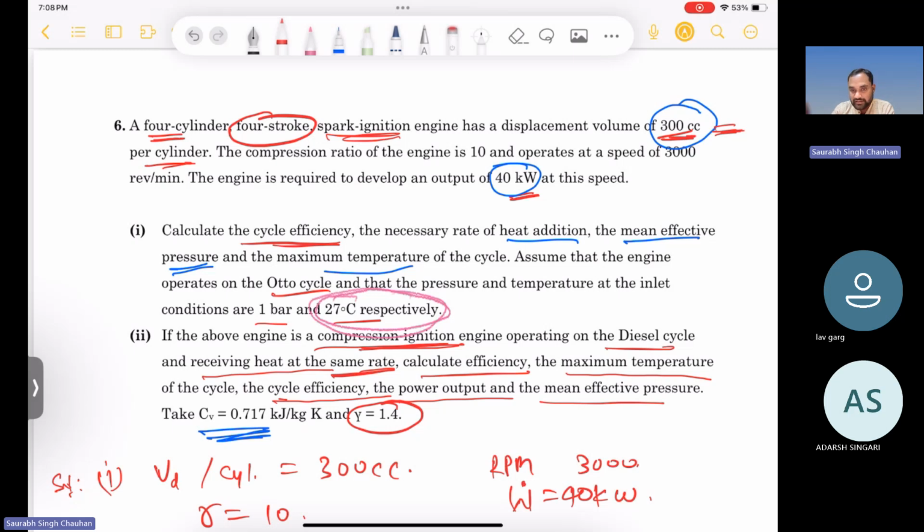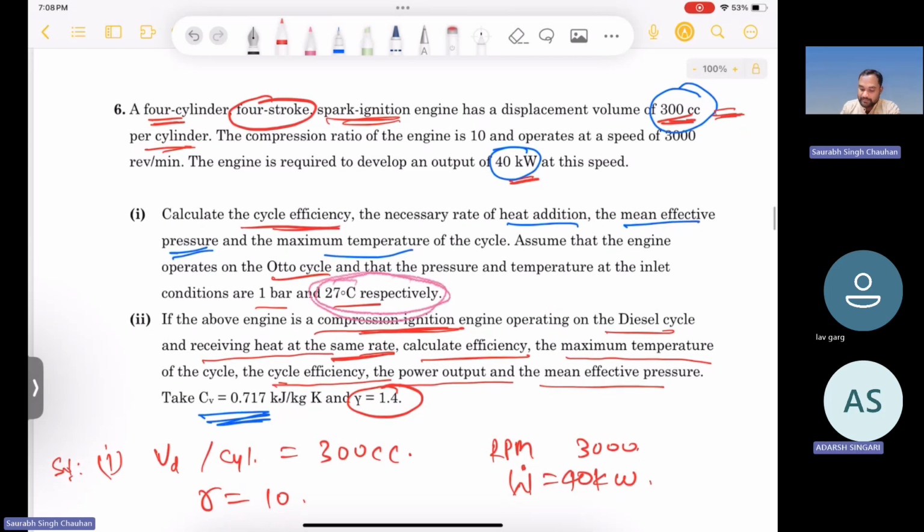In the Otto cycle, the heat addition takes place at constant volume. In the diesel cycle, it will be at constant pressure. So that is the only difference, and we have to assume the other things are the same, right? Yes, sir. We will do. So I can write the answer and you can just compare them later.